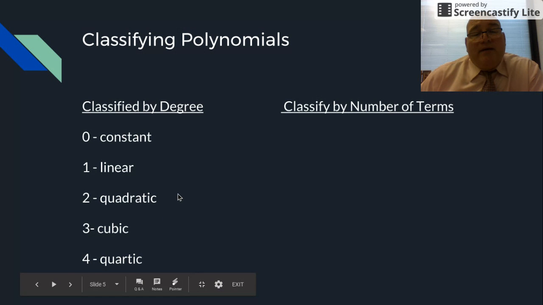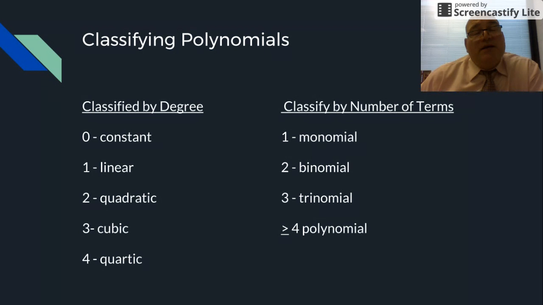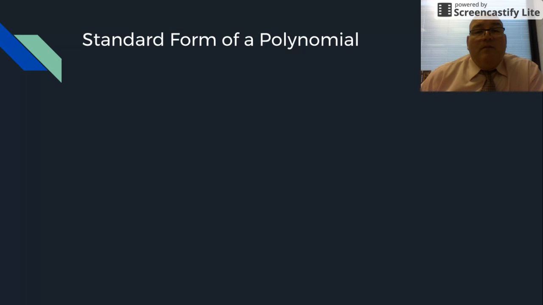Let's look at some examples. Classify by number of terms. These are things you just have to memorize and know. If it has one term, as we've seen, it's a monomial. No pluses or minuses. 2 terms is a binomial. 3 terms, trinomial, just like a tricycle or a tripod. And any polynomial of 4 or more terms is just simply a polynomial. It has no special name.